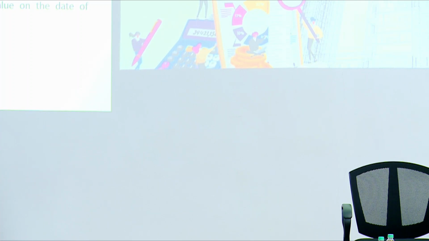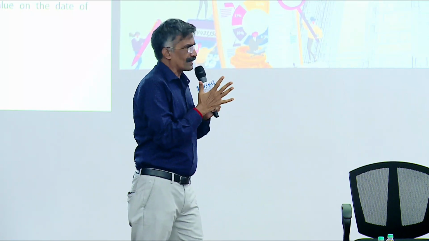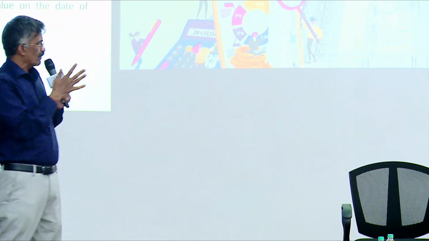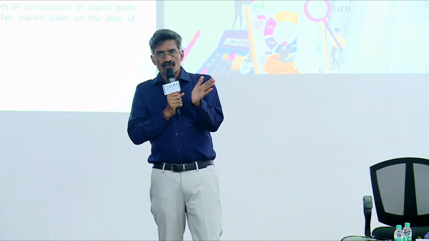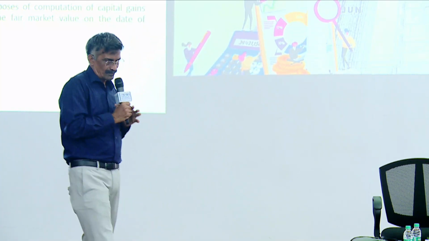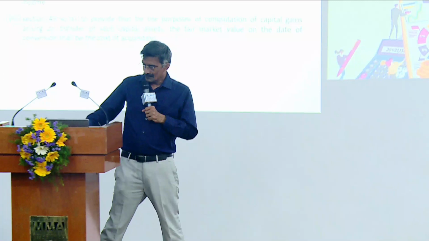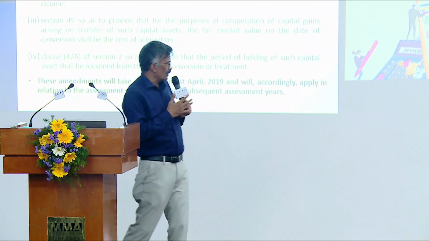Now, let us look at the other points. They are making it very clear that the date of holding should be taken only from the date of conversion. You can't take the date of holding of the stock in trade. Those things they have made very clear. That is open-ended in the case of 45. There is no such problem at all. Section 49 also very clearly provides that you have to compute the capital gains based on the stamp duty value. Take the stamp duty value as a cost. Everything was provided correctly. These are the provisions which were amended only from assessment year 2019.